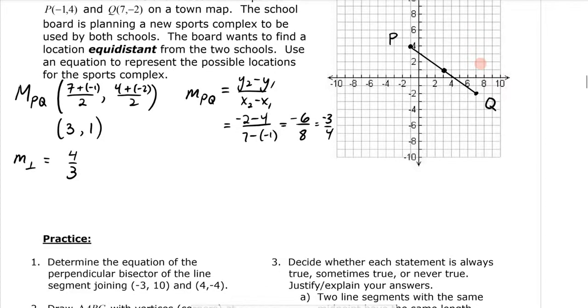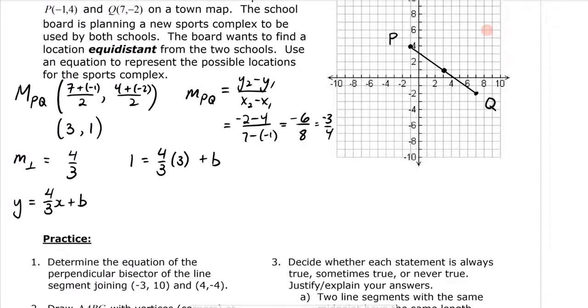So I'm going to write down the equation of the perpendicular bisector. So y equals 4 over 3 x plus b. I need to know b. So to find b, I'm going to substitute the point that I know is on the perpendicular bisector. It's going to be the midpoint, because that's a point that's on that perpendicular bisector. And that midpoint is 3 and 1. So here y is 1, and let's write it up here in a different line. So y equals 1 equals 4 over 3 times x, which is 3, plus b.